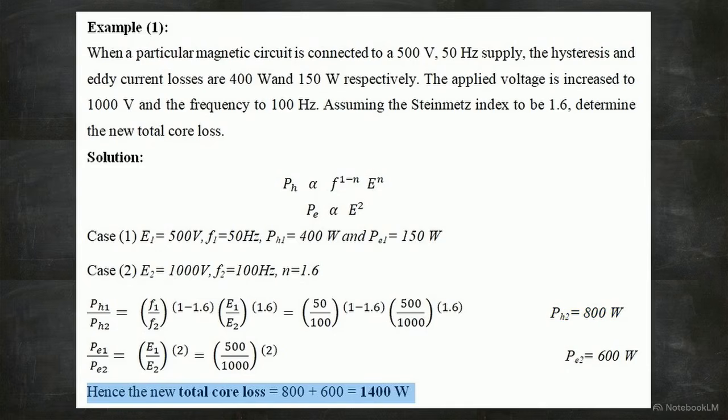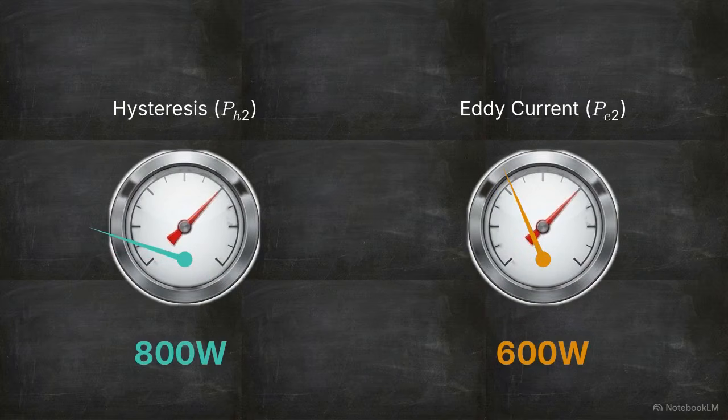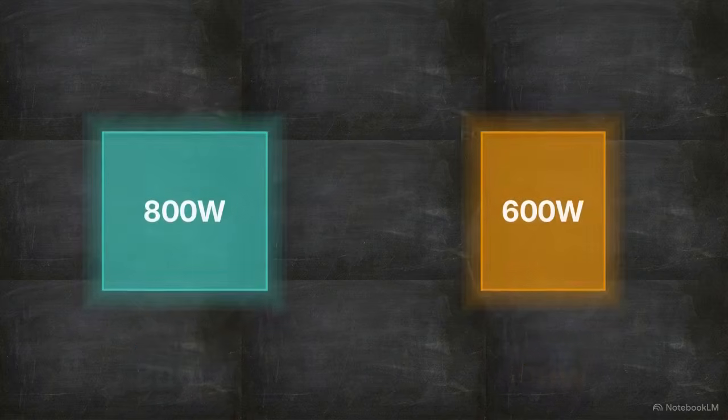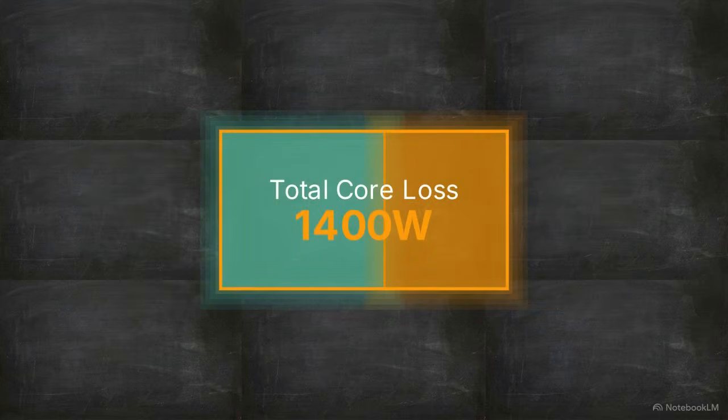We shift focus to the eddy current calculation below, setting up a similar ratio based on our voltage-only rule. Because frequency canceled out, we only insert the voltage data, 1000 over 500 squared, simplifying the math. Calculating that fraction reveals that our new eddy current loss, PE2, surges to 600 watts. We have successfully isolated the variables and quantified the exact damage caused by the voltage and frequency jumps on both mechanisms of core loss. To determine the ultimate stress placed on the transformer, we combine these two newly calculated losses.